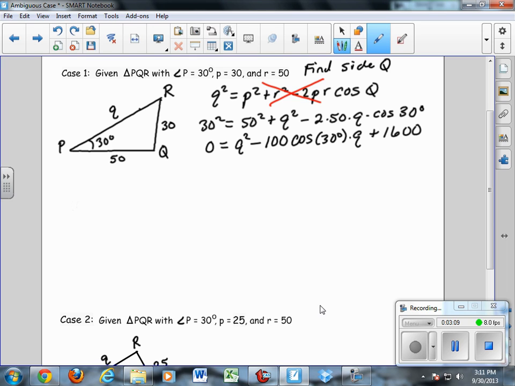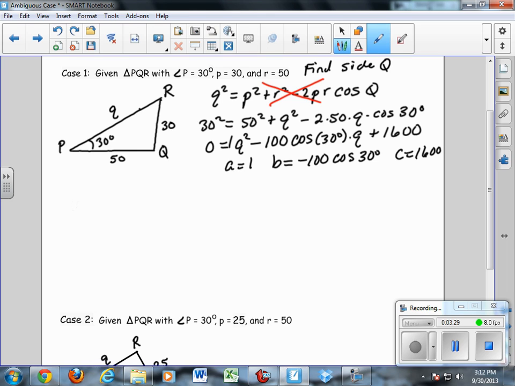Now, how do I go about solving this? Well, this is a quadratic equation. I could think of this as 1 Q squared, so A is equal to 1, B is equal to negative 100 cosine of 30, and C is equal to 1600. And somehow I've got to put this mess into the quadratic formula.